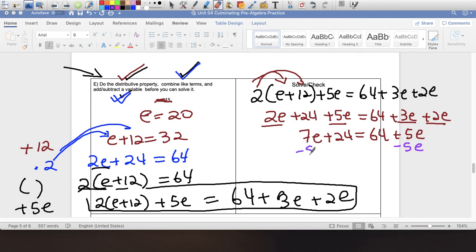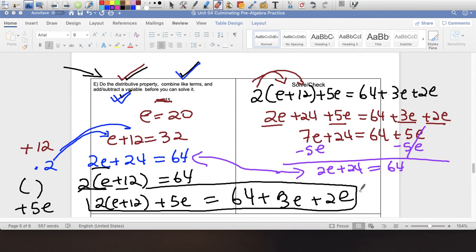Minus 5E. Minus 5E on the right side. Left side, I mean. So these two go away. 64 comes down. 7E minus 5E is 2E plus 24. Notice that this and this are getting similar, right? So now, if you do your story, it's going to tell you to do minus 24 here, minus 24 here. So these two go away, and you get 2E equals 40. Right? And then you're supposed to divide by 2, and E equals 20.